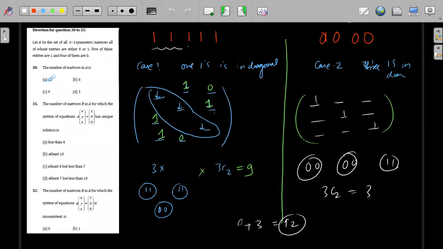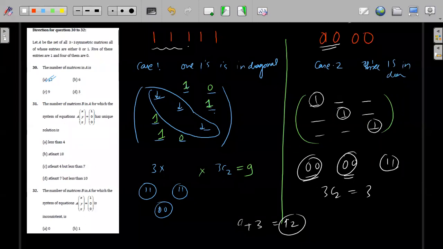Chalo, take the third case. I've written case 2, right? So the third case is that all the ones are filled here. So 3 ones, 3 places, one case, and one way I can fill. Now how many zeros are left? 4 zeros. So how many pairs can I form with zeros? 2 ones are left and 4 zeros are left. So I will form them in pairs.